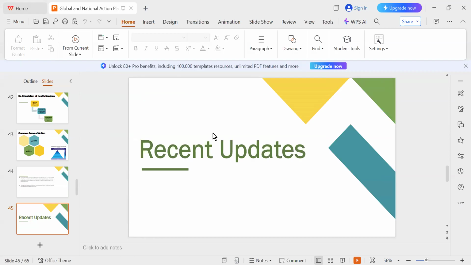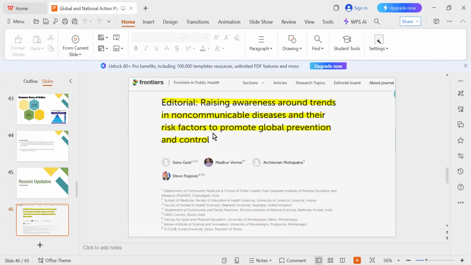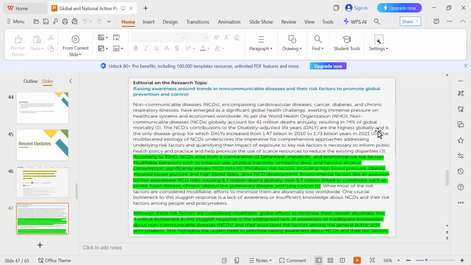Moving forward to the recent updates. Raising awareness around trends in non-communicable diseases and their risk factors to promote global prevention and control. According to WHO, NCDs arise from a combination of behavioral, metabolic, and environmental risk factors. Modifiable behaviors such as tobacco use, physical inactivity, unhealthy diets, and harmful alcohol consumption significantly elevate NCD risk. Metabolic risk factors, including high blood pressure, obesity, elevated blood glucose, and high blood lipids, drive NCD development.